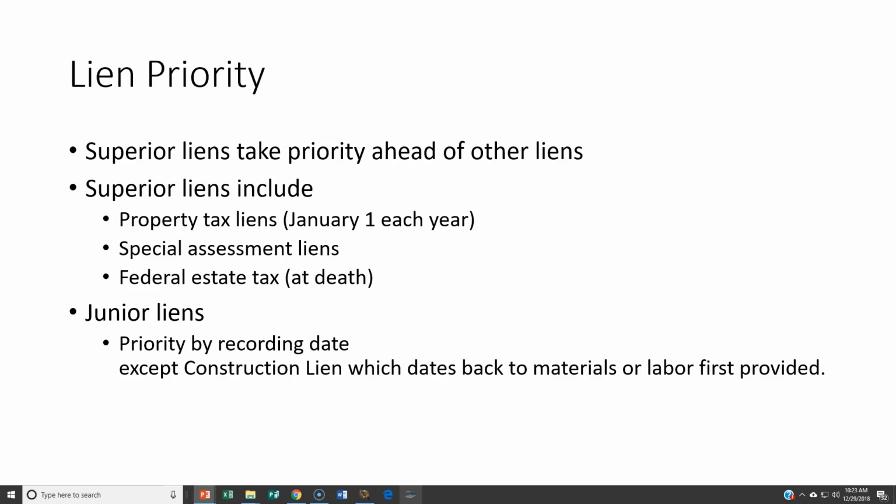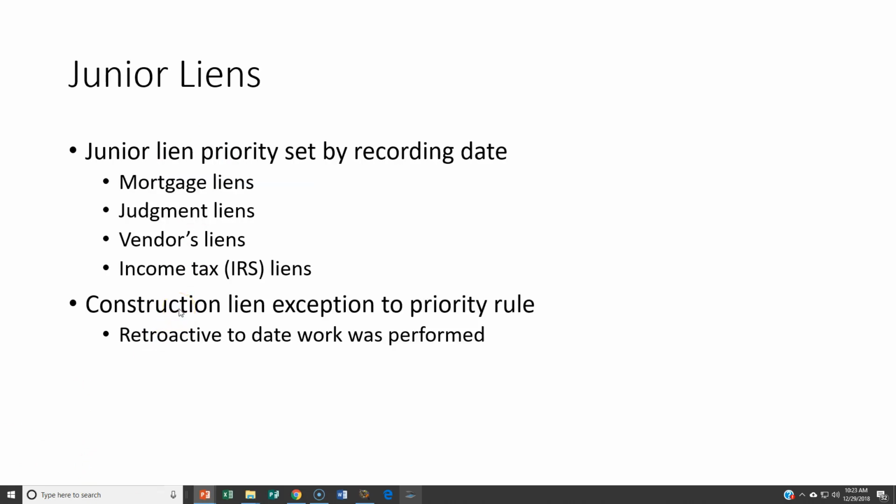Then if there's any money left over, we look at the junior liens, which is probably the mortgage lien and others underneath it. These liens take priority by the date on which they were recorded, except for a construction or mechanics lien, which dates back to the time when the materials or labour were first provided. So the junior liens aren't necessarily in any order, but usually the mortgage is first, because that usually happens at closing when you take out a loan to purchase a house.